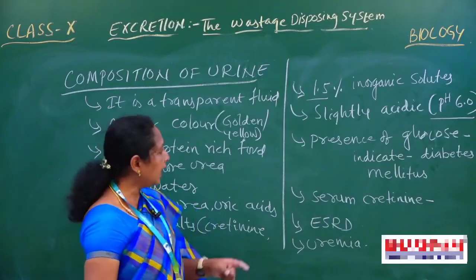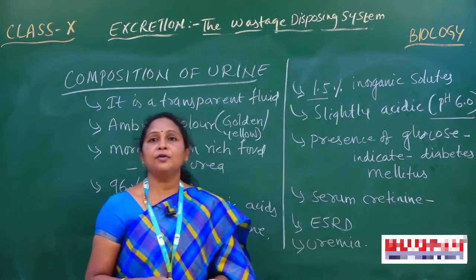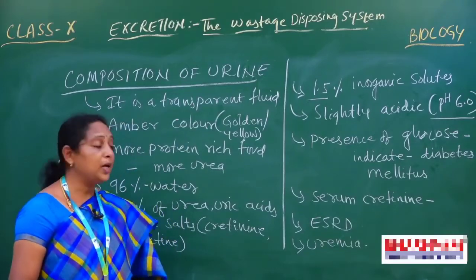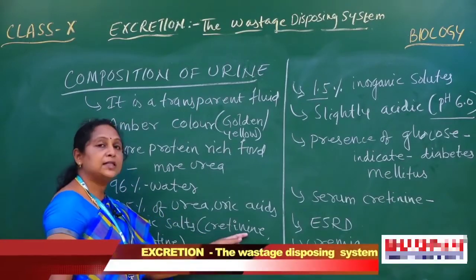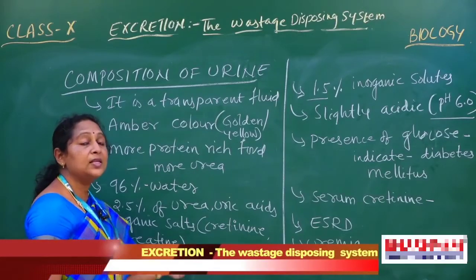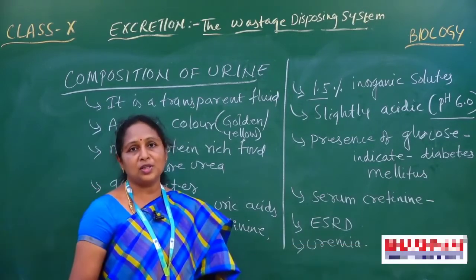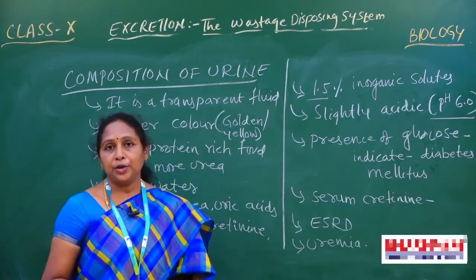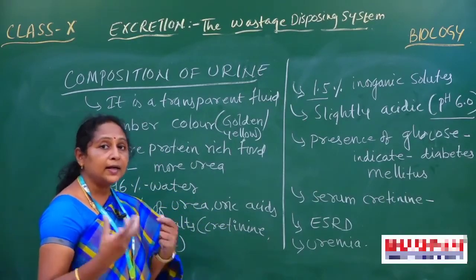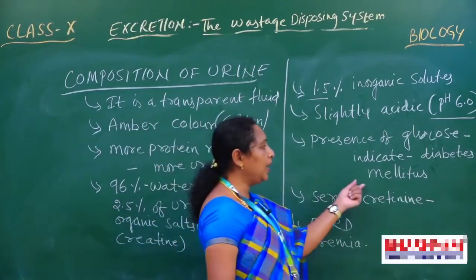Clear now? Then the presence of glucose. What is the glucose? In which form? Either it is present in the creatinine form or in the creatine form. These are some forms of glucose in our urine. If these glucose levels are increased, that indicates which problem?